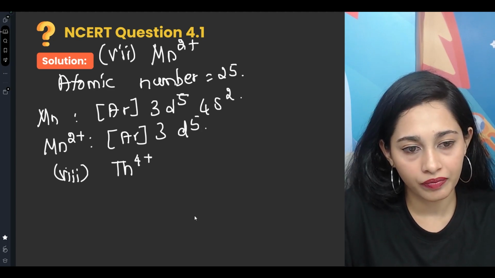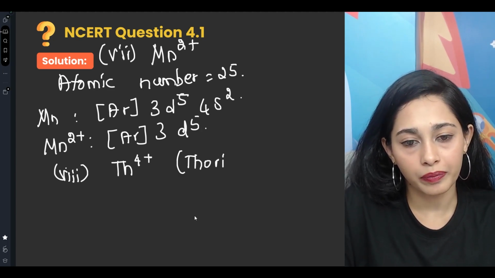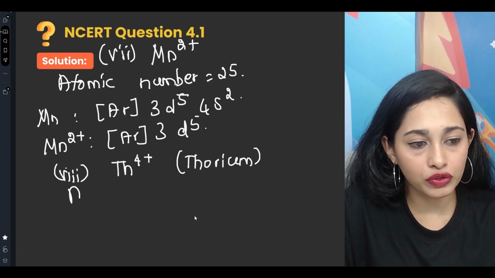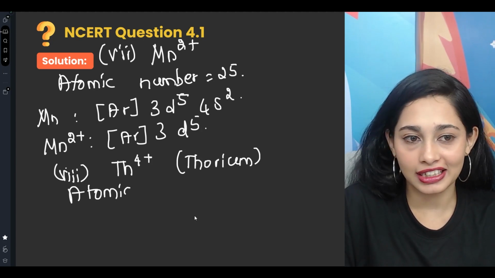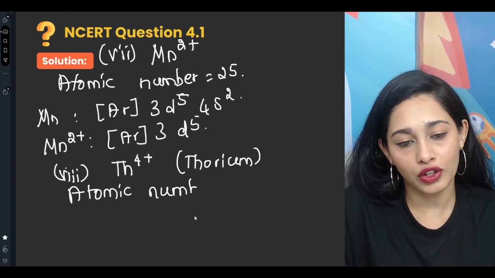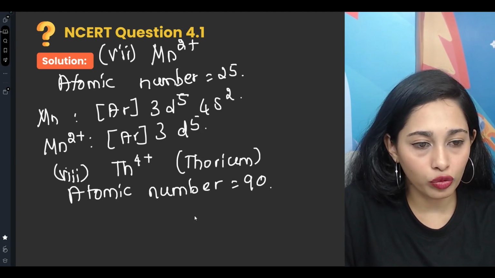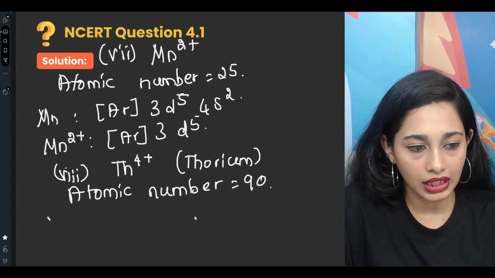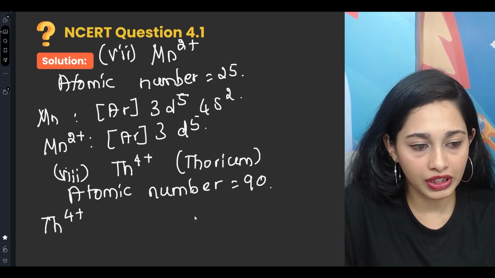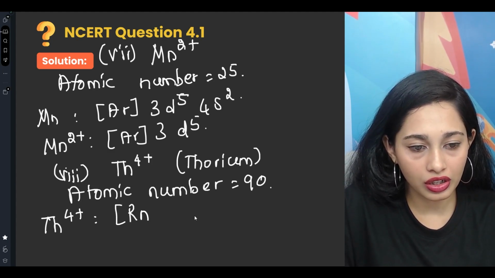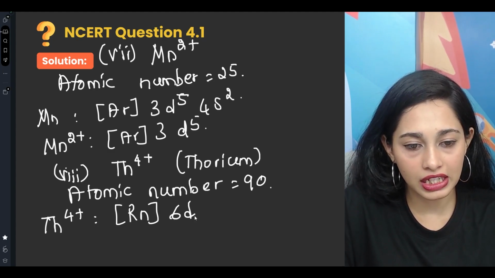Last one, the eighth one, is thorium, Th4+. The atomic number of thorium is 90. So for thorium 4+, its electronic configuration will be radon followed by 6d2 7s2.